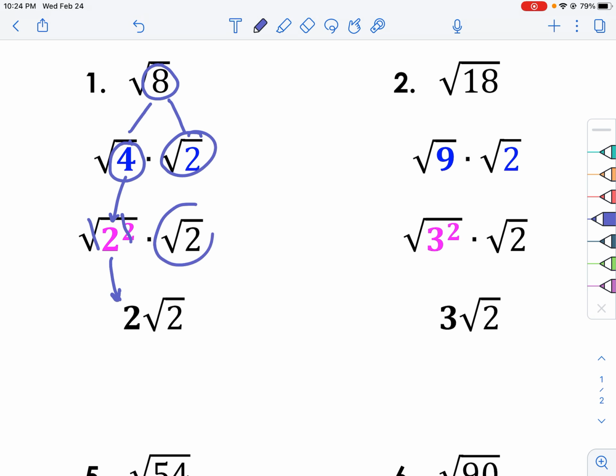Notice on the right side, we don't do anything. We can't do anything with that square root of 2, so it just stays in there.